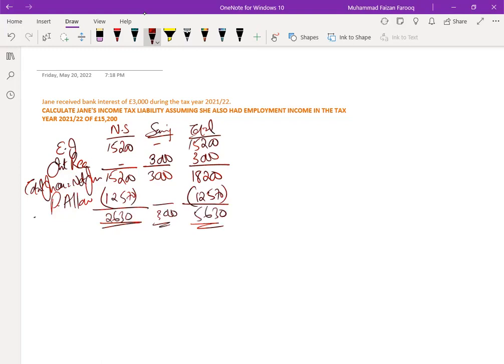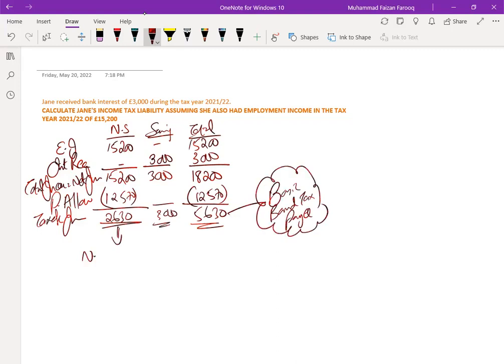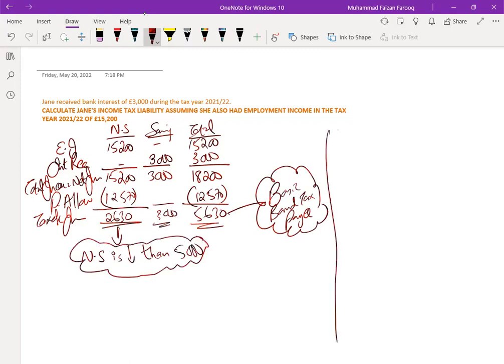Now this person is again a basic band taxpayer, right or wrong? He is under 37,700, and non-savings is less than 5,000. Now we will apply tax to non-savings. This person is a basic band taxpayer, so we have non-savings of 2,630, and the tax percentage in the basic band is 20%, right or wrong? Right. Answer please. 526. Till here, do you have any questions or doubts? No.